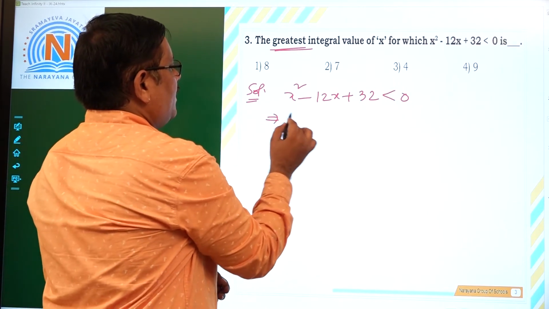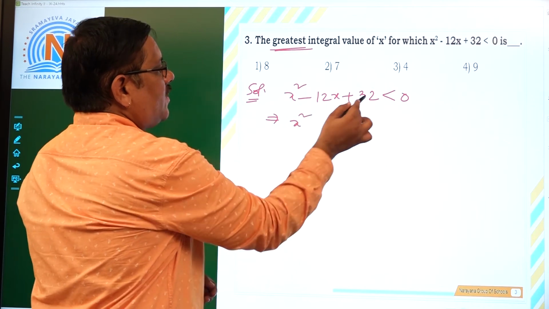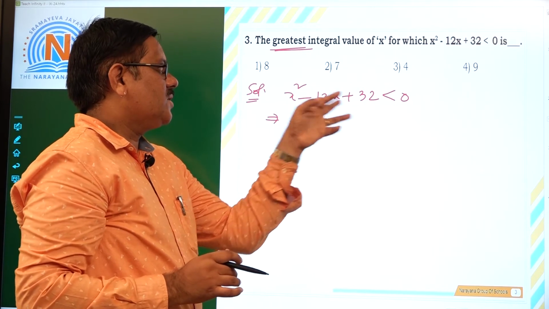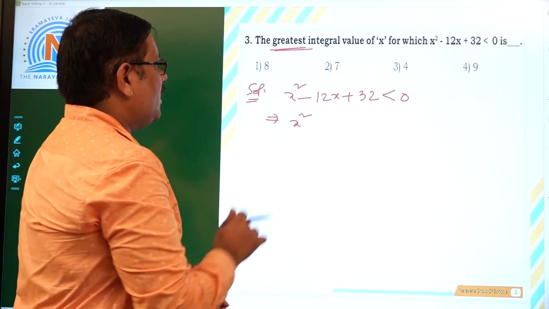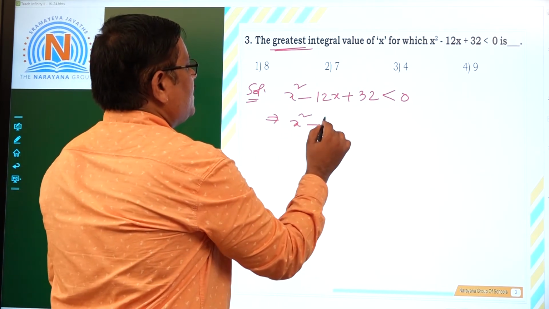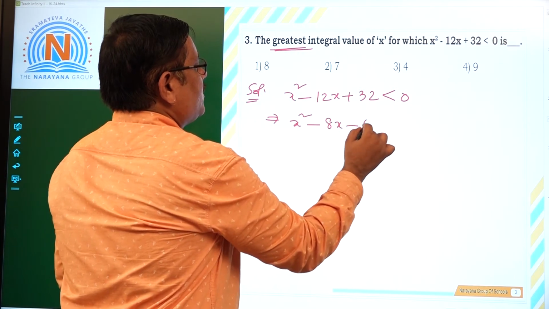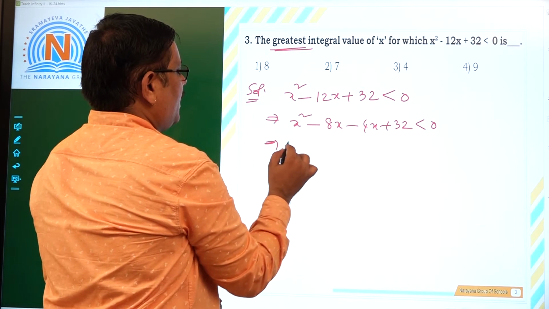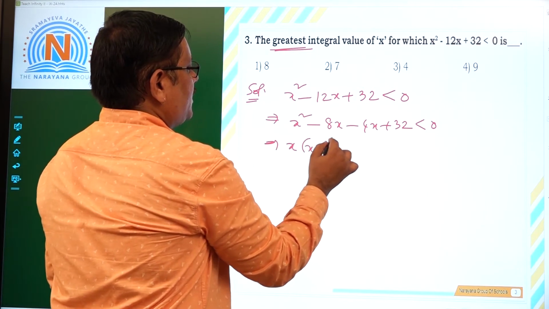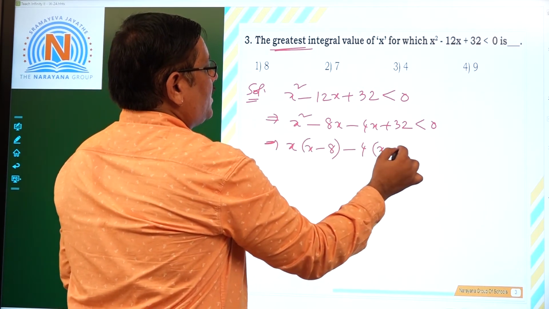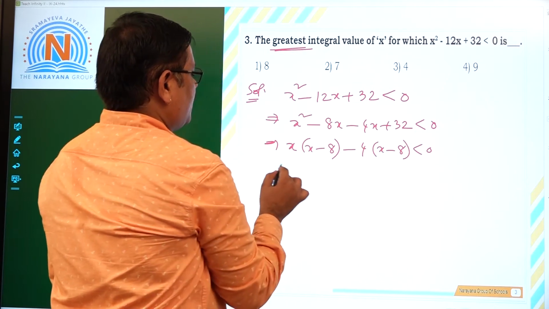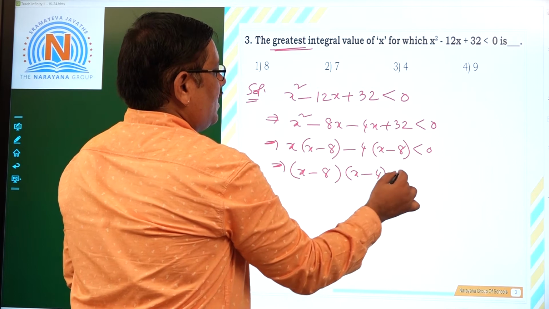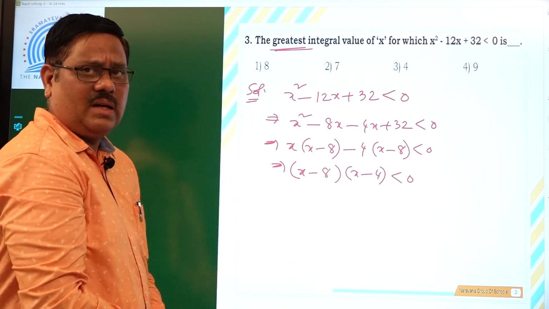That implies x square, sum is minus 12, product is 32. The sum of values is minus 12 and 32 we have. So what to take now? X square minus 8x minus 4x plus 32 is less than 0. That implies x of x minus 8 minus 4 of x minus 8 is less than 0. That is otherwise x minus 8 times of x minus 4, that is less than 0.